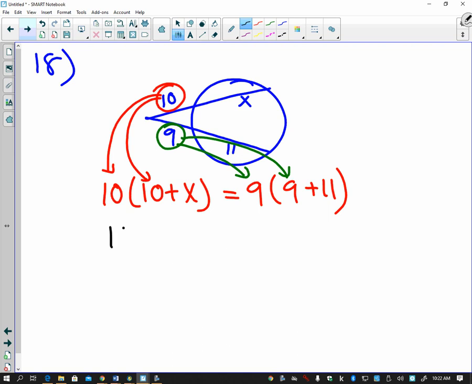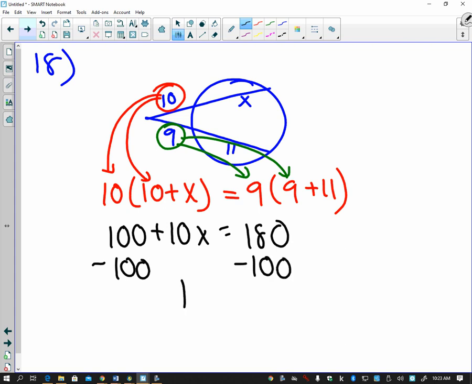So 10 times 10 is 100 plus 10x. We could probably go ahead and get that as 99 times 9. 180? 99 times 9? Doesn't seem right. Oh, I'm sorry. 9, so it'd be 20 times 9, right? So it's 180. Sorry, doing too many things in my head at one time. All right, subtract the 100 because we're trying to solve for x. We got 10x equals 80. Okay, divide by 10. X equals 8.